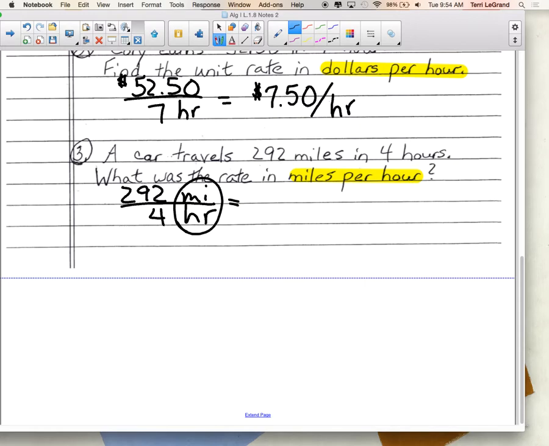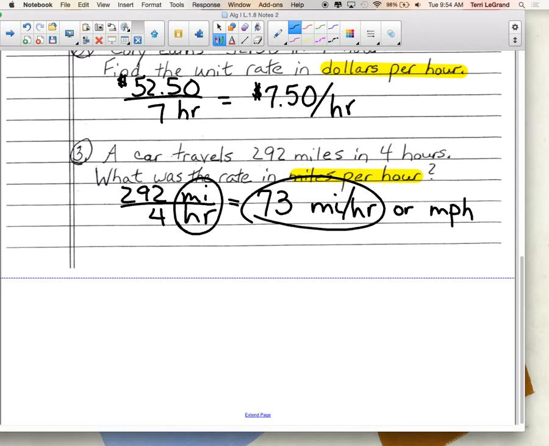Okay, so 292 divided by 4 is? 73. 73, so this person is going 73 miles per hour, but what's the typical way we write that? Andrew? MPH. MPH, yeah. We might typically see it written MPH instead of MI over HR. MPH, miles per hour. Okay.